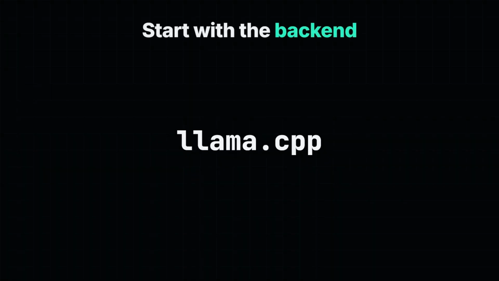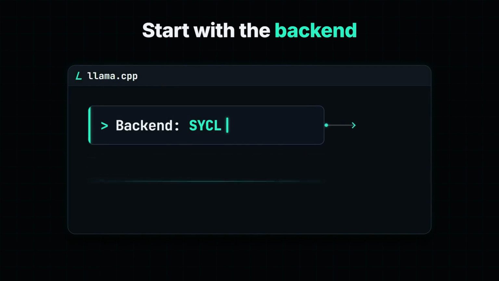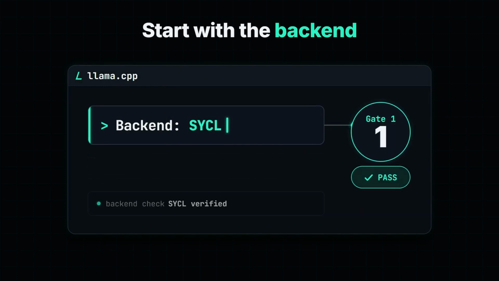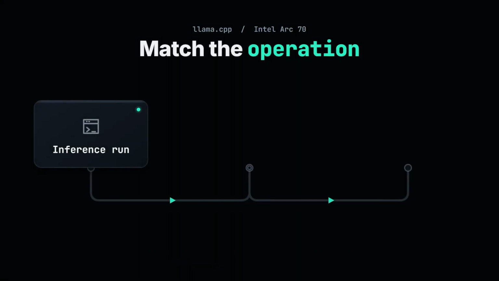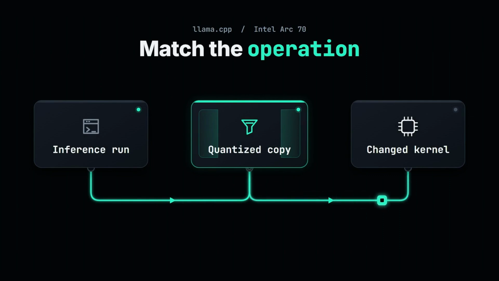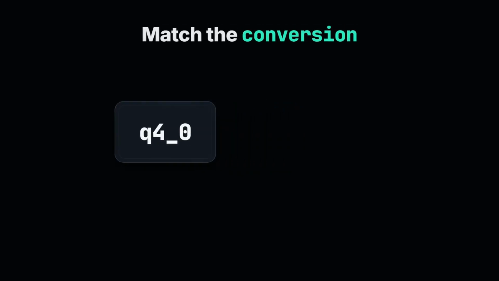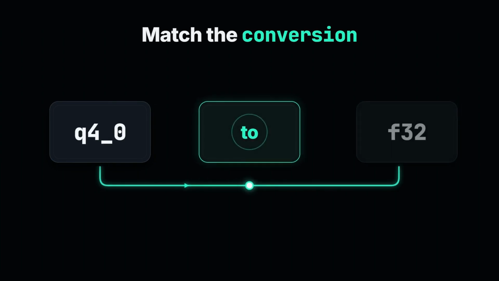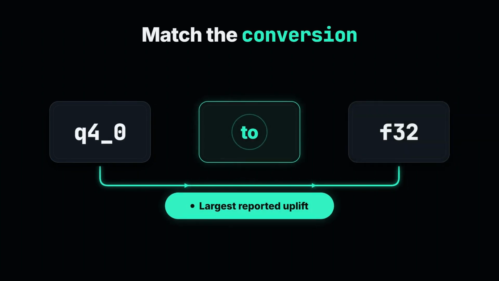First, confirm that your llama.cpp build uses SYCL. The verified change is tied to that backend. Second, check whether your test reaches the quantized copy operation. General model execution includes much more than this kernel. Third, identify the Q40 to F32 conversion. That path has the largest reported arc70 improvement.